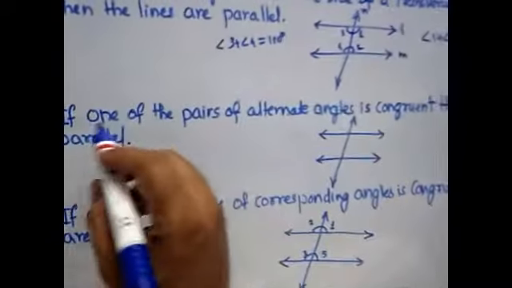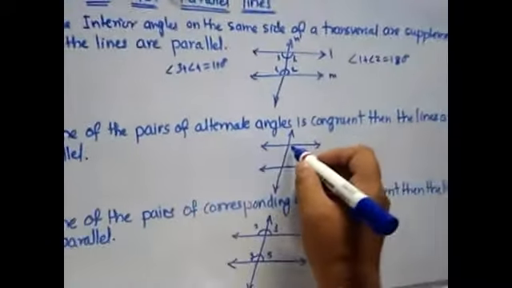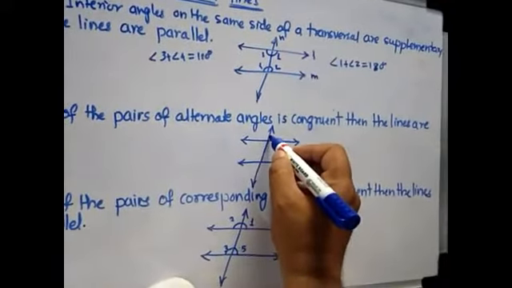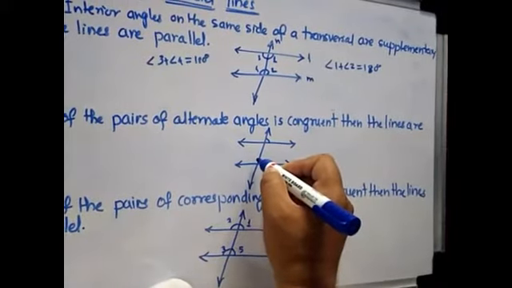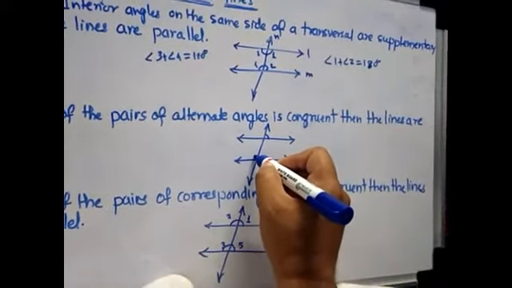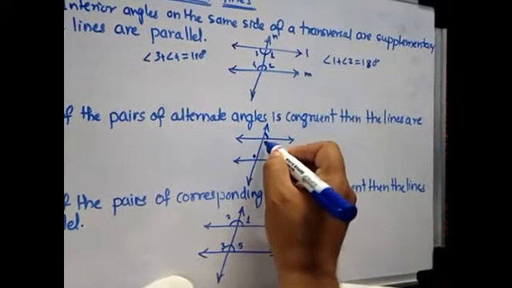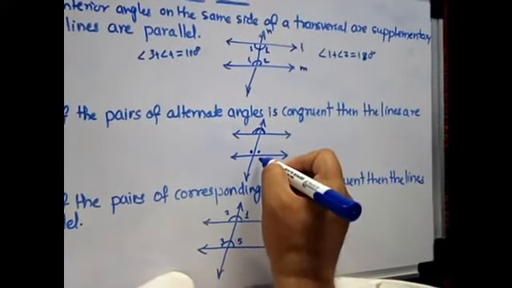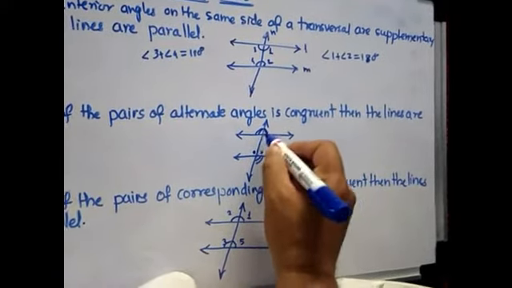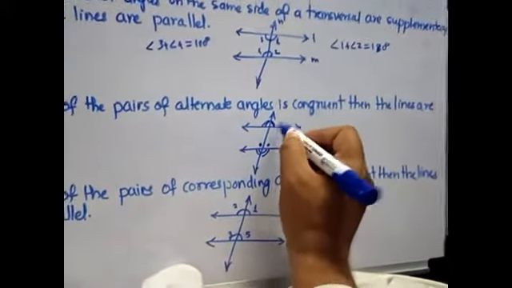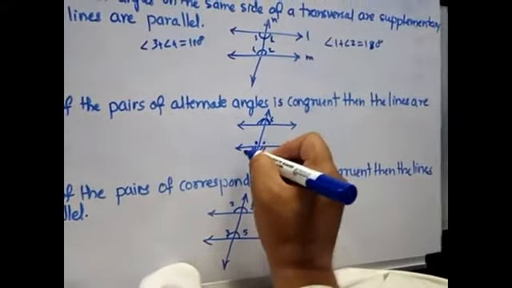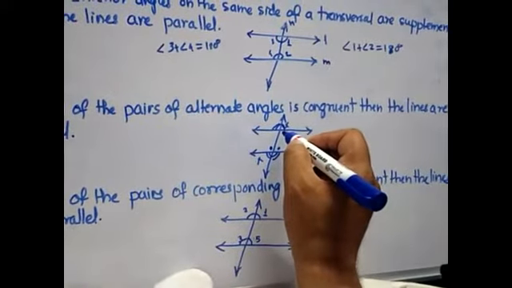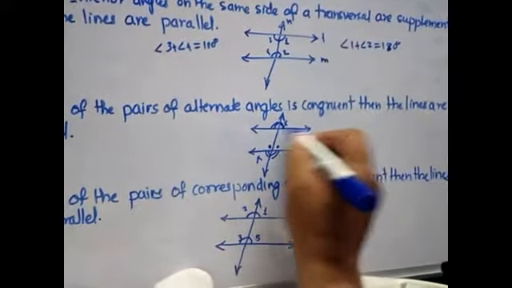Second, if one pair of alternate angles is congruent, suppose these are the alternate angles, this one and this one, or these are the exterior alternate angles, okay, one pair among these. If one of that pair is congruent, then the lines are parallel.